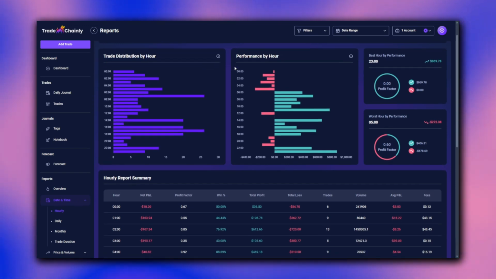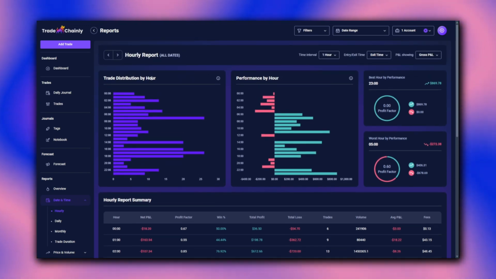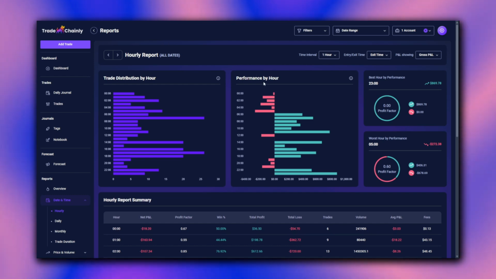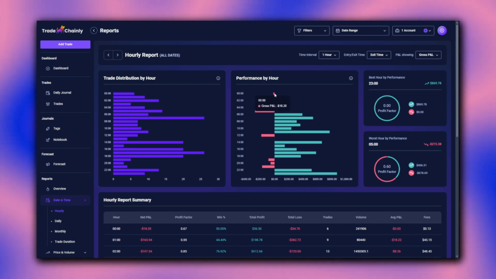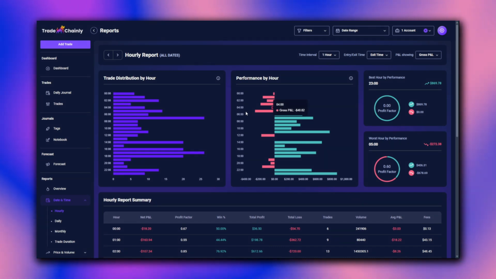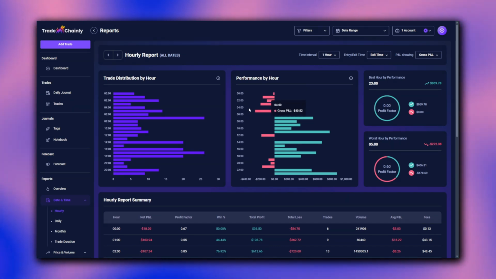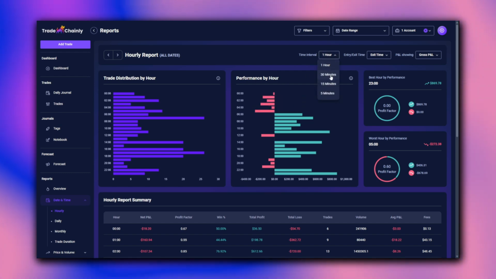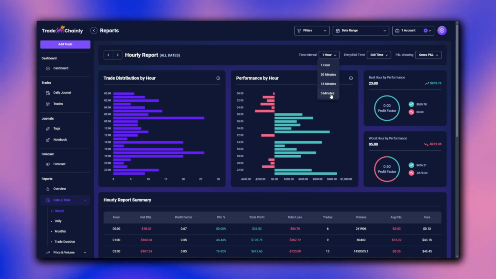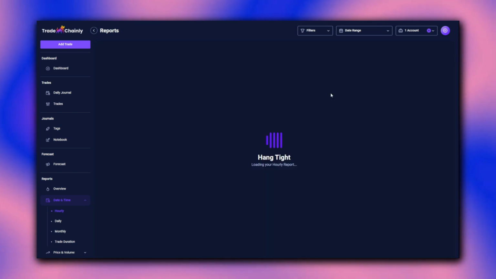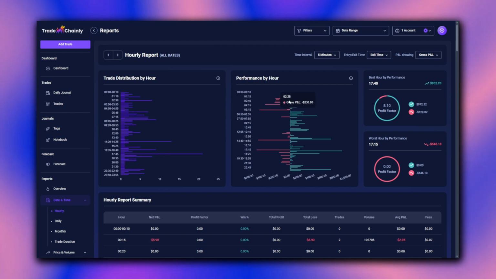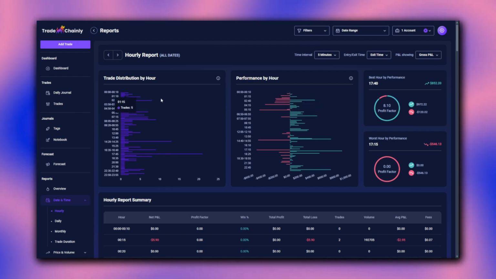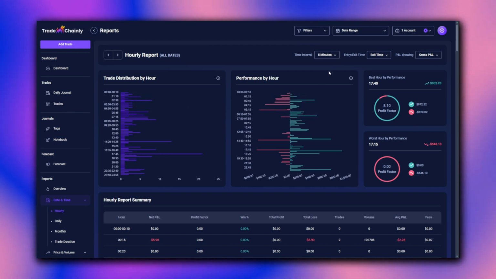This shows when you actually trade well. You get two charts, trade distribution and P&L for the time interval. Together they reveal whether you're active at the right times. By default, it's grouped by hour, but you can switch to 30, 15, or even 5-minute intervals. When I'm scalping, I can zoom in to find precise windows where setups hit. When I swing trade, I can stay wide.